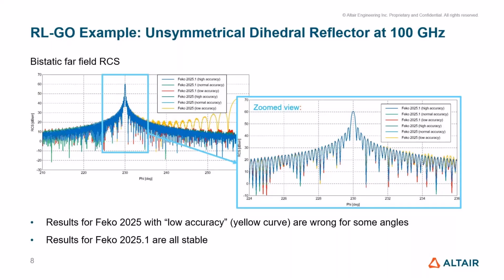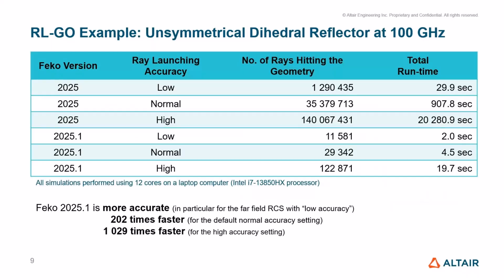On the right, you can see that the inset provides a closer look at all of those angular resolutions, showing the field behavior and the interference patterns. We can see that all of it is preserved with fewer rays in the updated solver as compared to the previous versions. And this slide summarizes the change in the ray count and the total runtime for the dihedral reflector simulation.